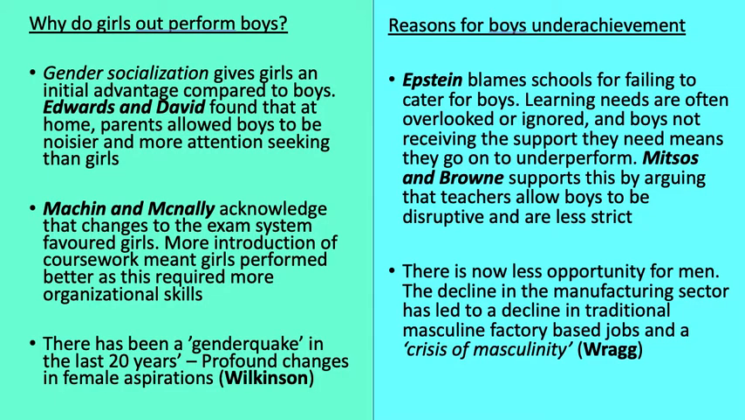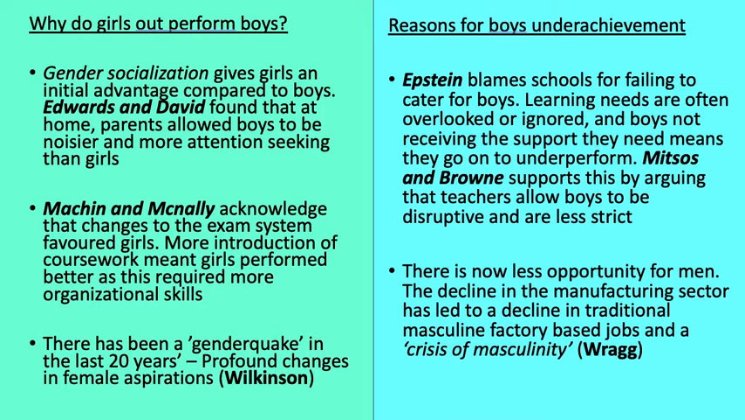So to start, why do girls outperform boys? As you can see, it's split up into shorter points with each theorist in bold. Again, there will be a glossary at the end with all those theorists on. Gender socialisation gives girls an initial advantage compared to boys. Edmonds and David found that at home, parents allowed boys to be noisier and more attention-seeking than girls. This means that by the time they started secondary school, boys often had trouble sitting still and concentrating, a problem that girls less frequently encountered as they were socialised to be much more conforming and submissive.